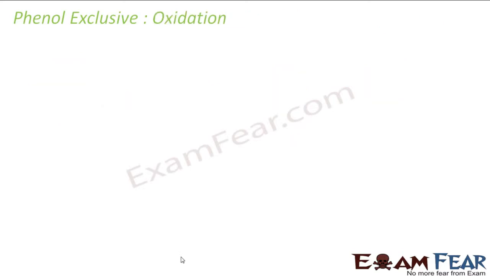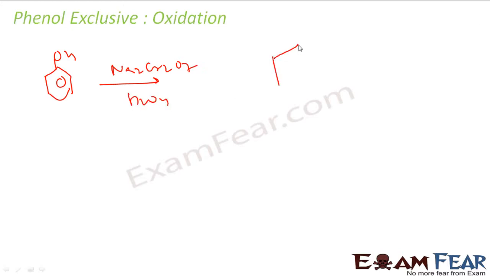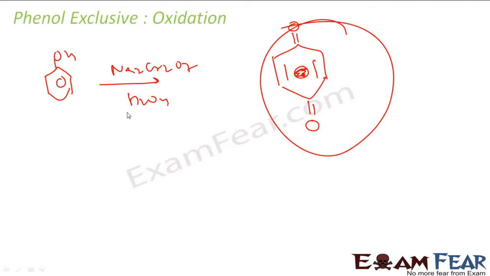Now let's see the oxidation reaction. See, oxidation reaction, I don't have the mechanism as such. This is my phenol. It reacts with Na2Cr2O7 and sulfuric acid. It will give benzoquinone. Sorry, this won't be a stable one. This is what it will get. Yeah, this is benzoquinone.